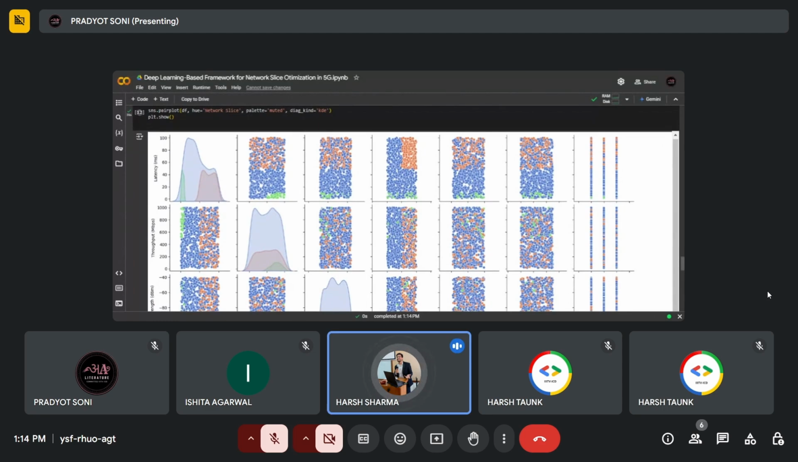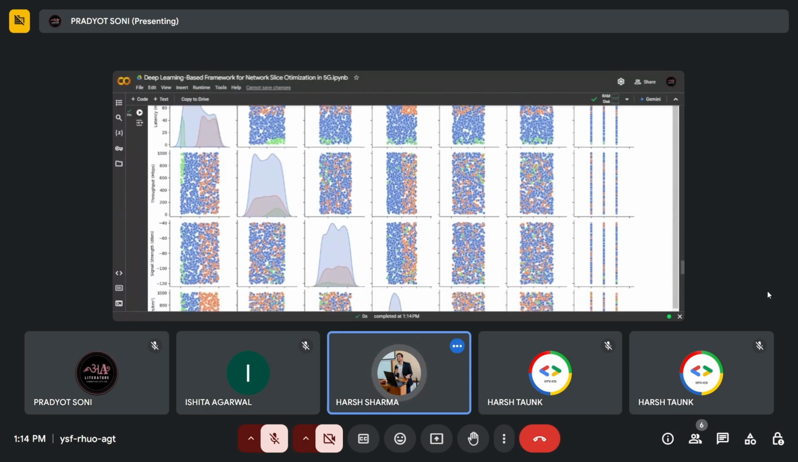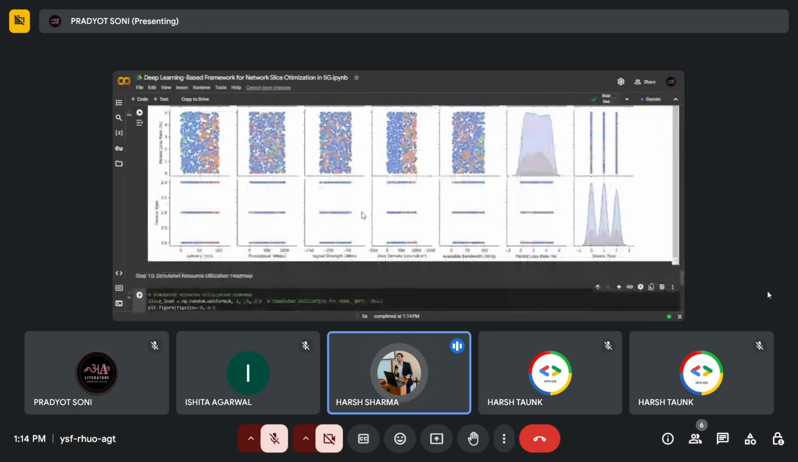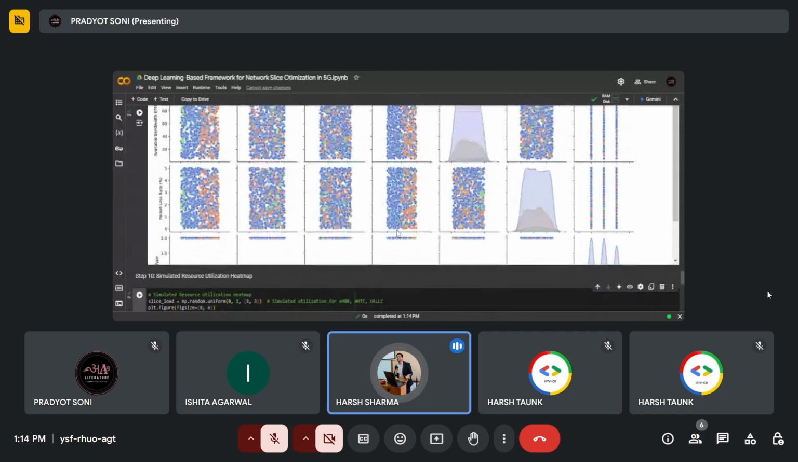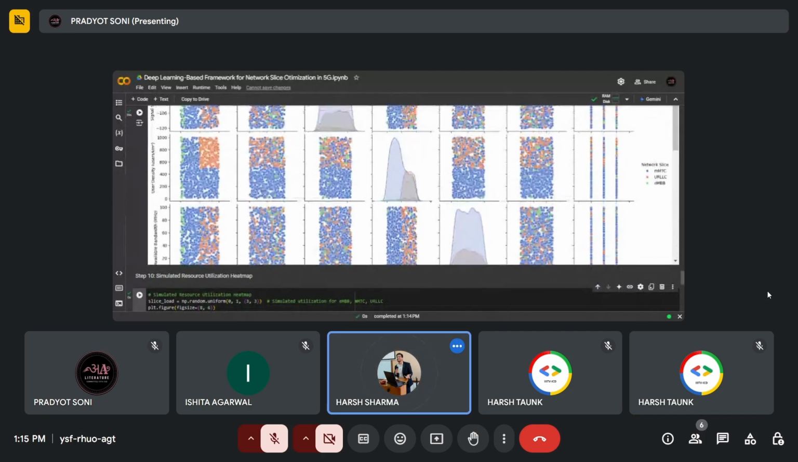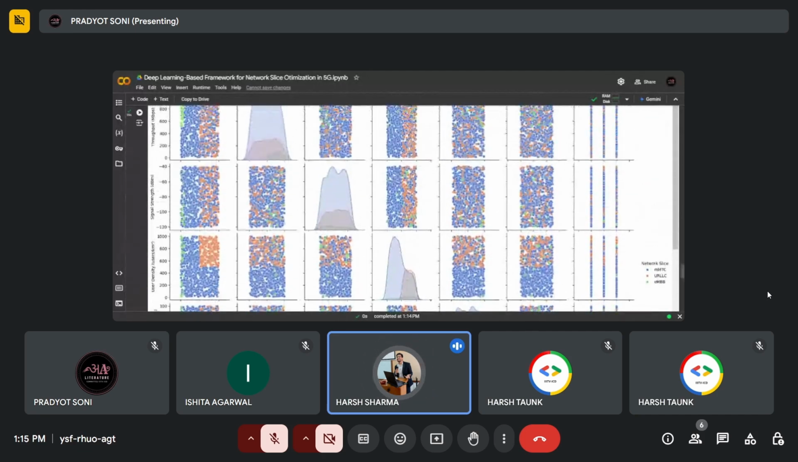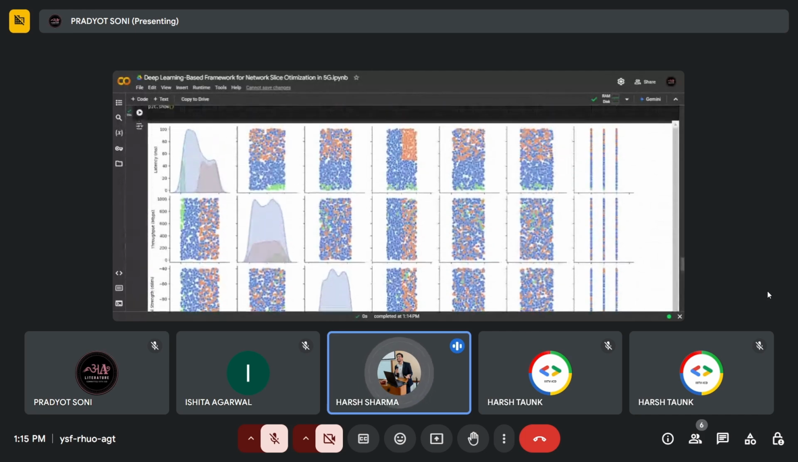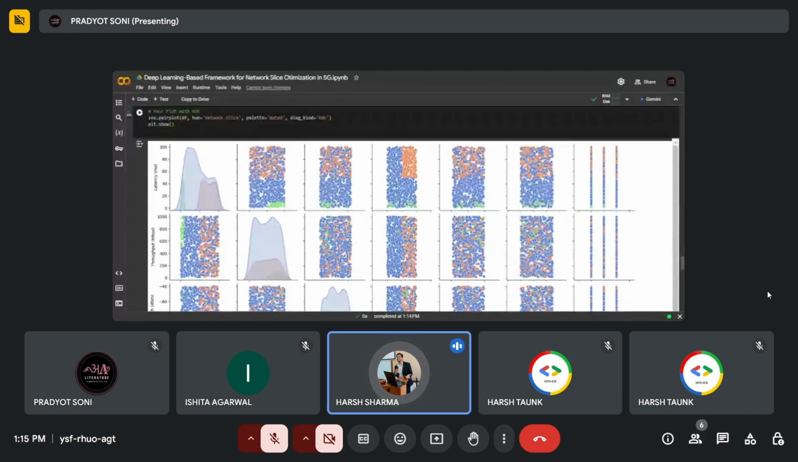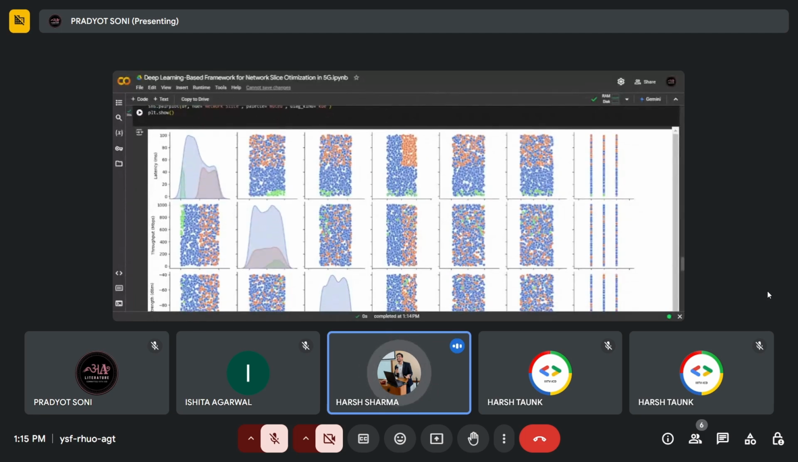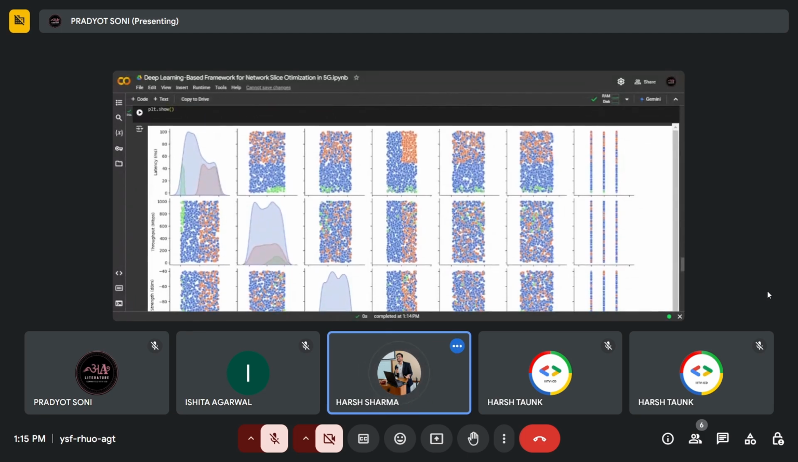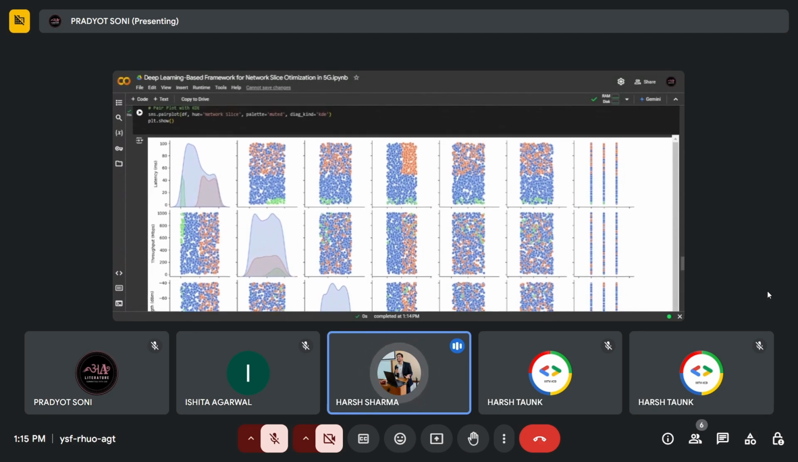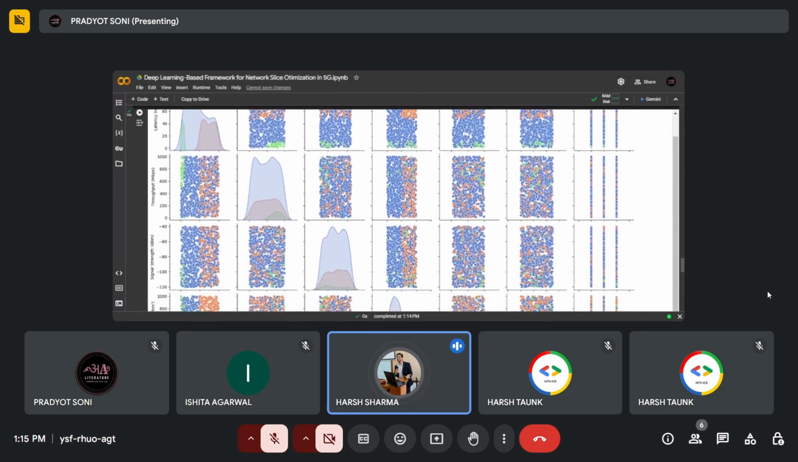This pair plot shows how different features are distributed across the three 5G network slices. The diagonal shows individual feature distributions like latency, throughput, and signal strength for each slice. The off-diagonal shows the relationship between pairs of features, highlighting how they correlate with each network slice. The key observations are that EMBB has lower latency and higher throughput, URLLC shows higher latency, and MMTC typically has higher user density. This plot helps us understand the distinct characteristics and requirements of each network slice in 5G.